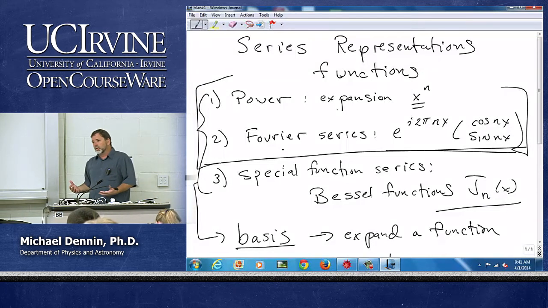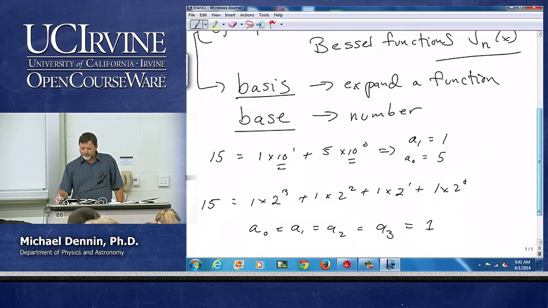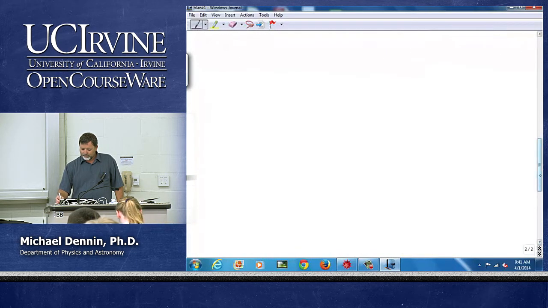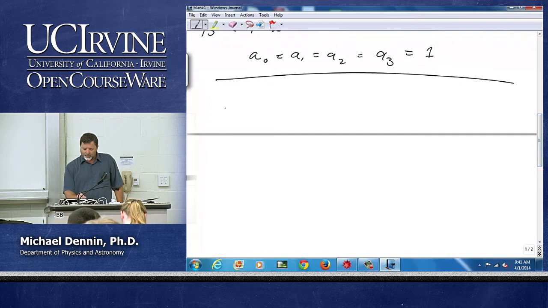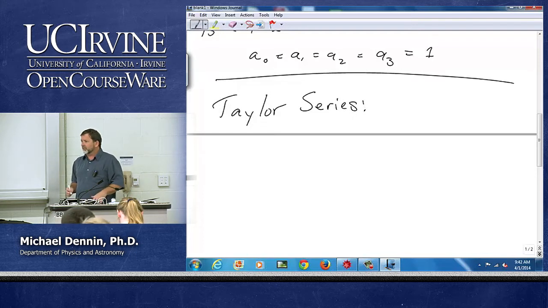And so now you just need a rule for writing those expansions. And the rule for the Taylor series is what? How do I write a Taylor series expansion for f of x?